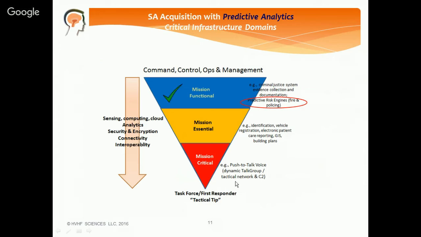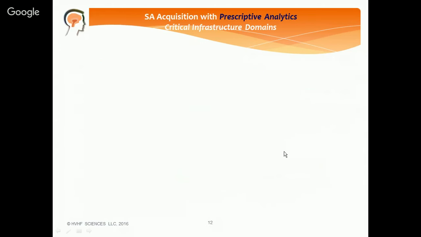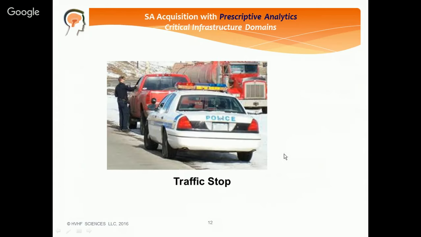So predictive analytics is at the mission functional level. That's where the risk engines and such are utilized to process big data. And prescriptive analytics is used more at the tactical level, at the mission critical level. And here's a typical example of how data can be harnessed to inform the police officer during a traffic stop as to whether the vehicle is registered or not.